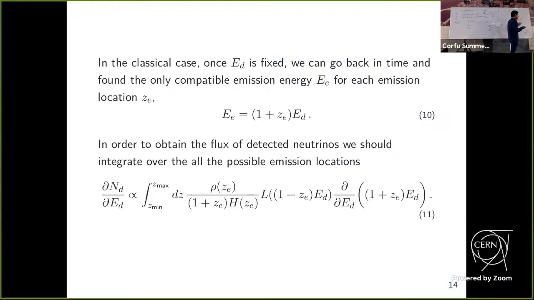You are talking about the cosmogenic neutrinos, yeah. But this can also be neutrinos from point sources. Okay, directly from the sources. Okay, yeah, I see. Thanks.